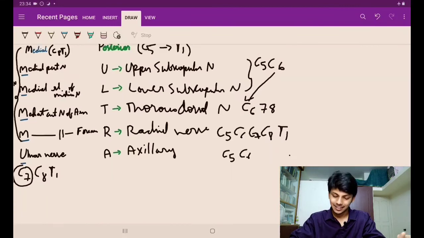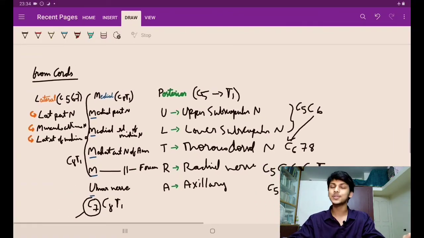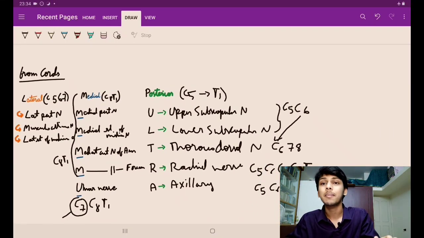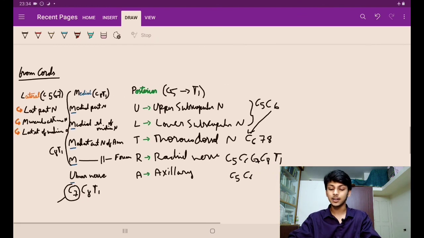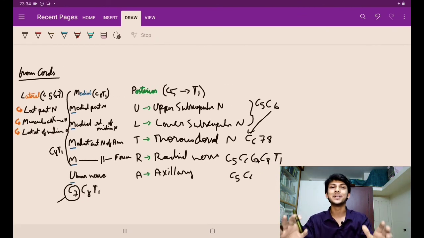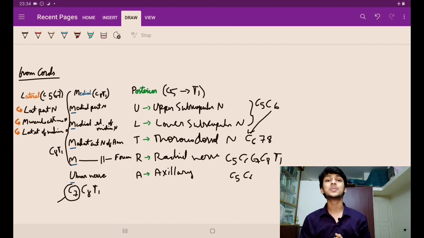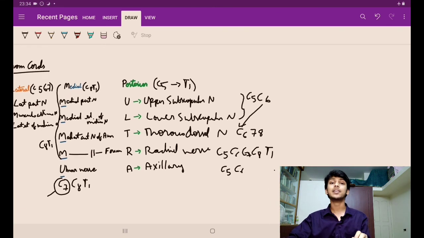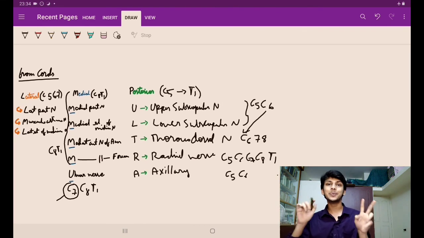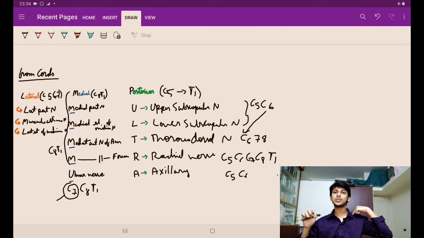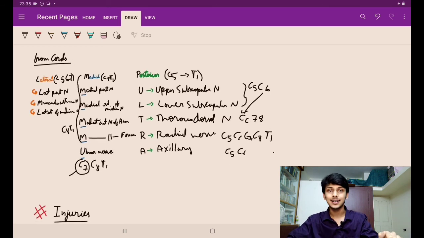Okay. Guys, these were the branches of the cords of the brachial plexus. That ends here. Now there is a very interesting topic. That is, what if the different parts of the brachial plexus are injured? So what happens during an injury? We'll be studying that mainly as two injuries. The upper trunk injury, which is also called Erb's palsy. Then there is the lower trunk injury, which we'll call Klumpke's palsy. Let's get started, guys.